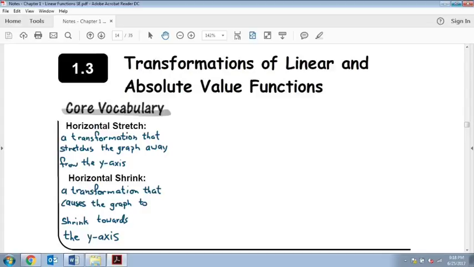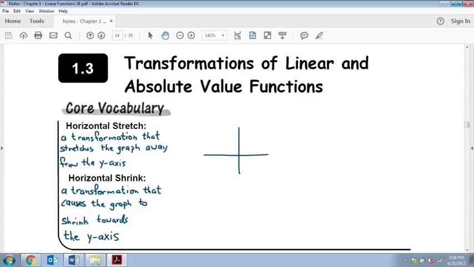Now, if you remember, I'll talk about that in a second. Your horizontal stretches and shrinks actually occur with your x values, because your x values can move closer and further away from the y-axis.